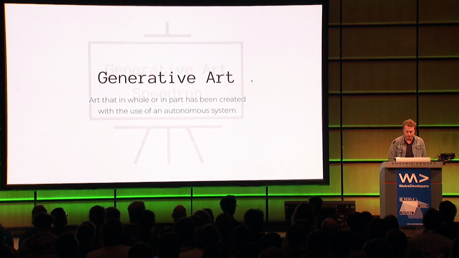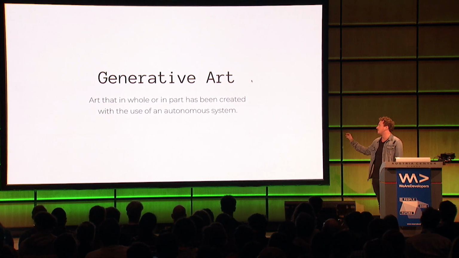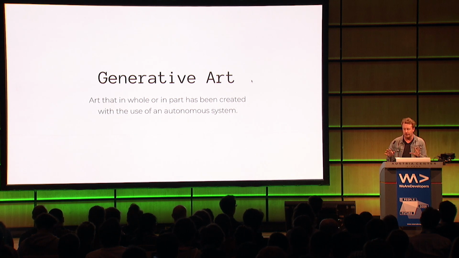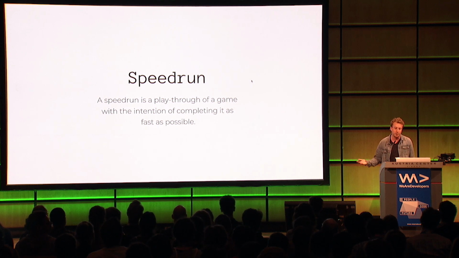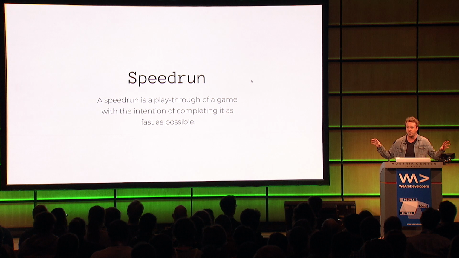So generative art is art that in whole or in some part has been created with the use of an autonomous system. An autonomous system in this case will be a random number deciding to go left or to go right. You could roll a dice, and if the number was 1, you would do one thing, and 2, you would do another thing. That's an autonomous system, something out of your control. And a speedrun is a playthrough of a game with the intention of completing it as fast as possible. Obviously, we can't complete development, maybe, but I just kind of want to give everybody a very, very quick overview of what they can do and how simple it is to do this kind of stuff.